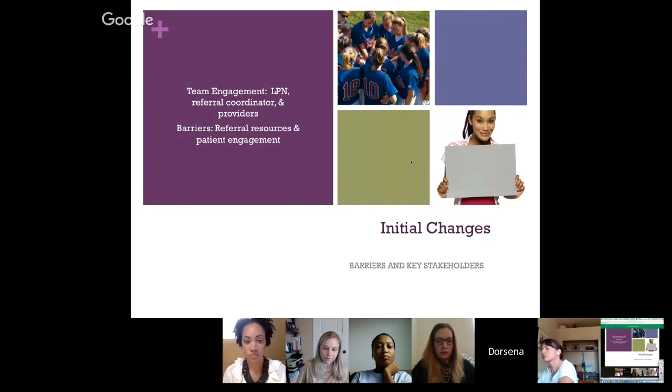Another key stakeholder is the patient. Assessing the risk factors and identifying behaviors that are harmful is vital to the change. The patient will also have to be willing to participate and have the desire to change. The ultimate goal is to educate, engage, and empower both the staff and the patients. And hopefully with success, I can standardize the screening and referral process for substance use in pregnancy. Thank you.